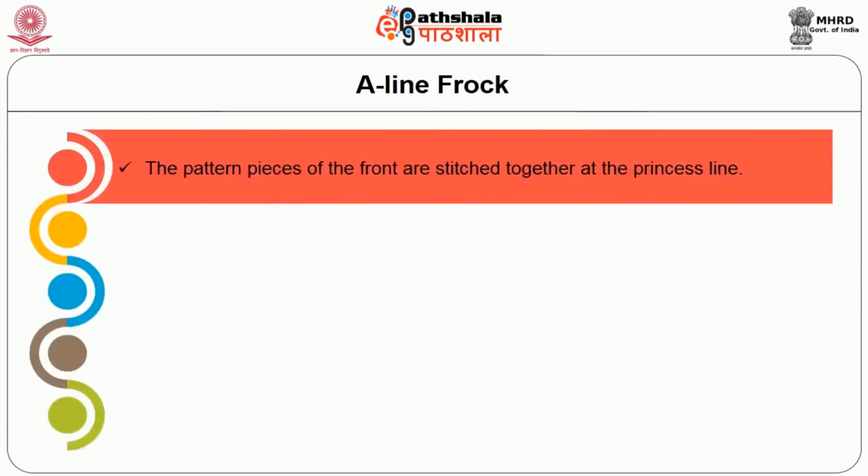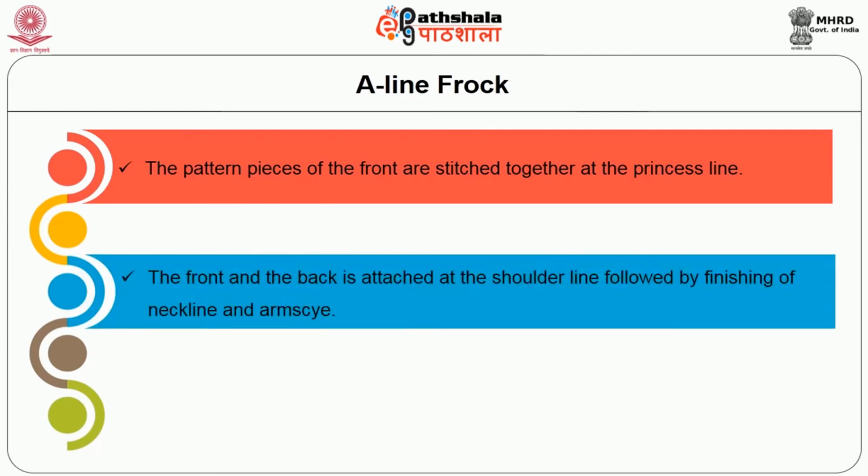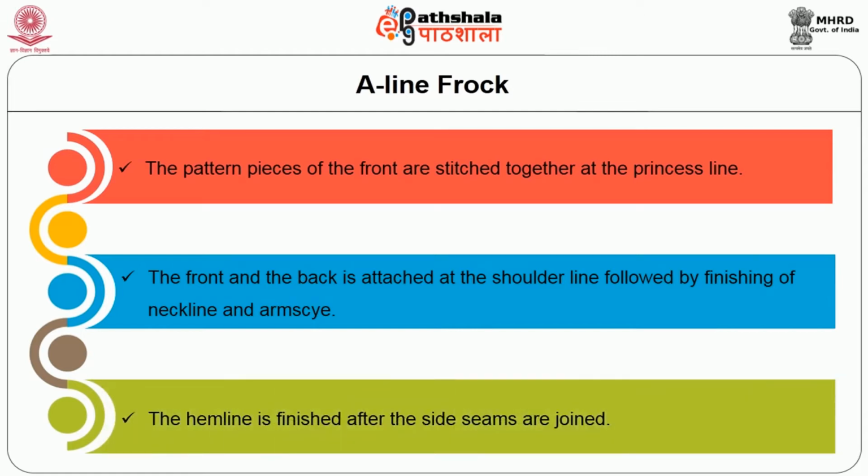After pattern making, the next important step is construction of A-line frock. The pattern pieces of the front are stitched together at the princess line first. The front and the back is attached at the shoulder line, followed by finishing of the neckline and arm side. The hemline is finished after the side seams are joined.